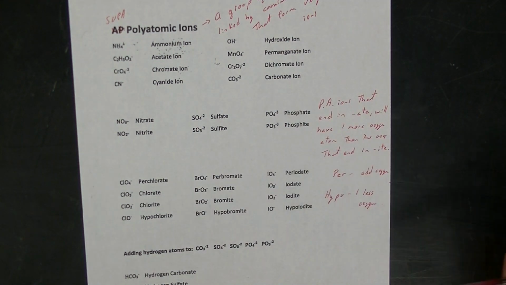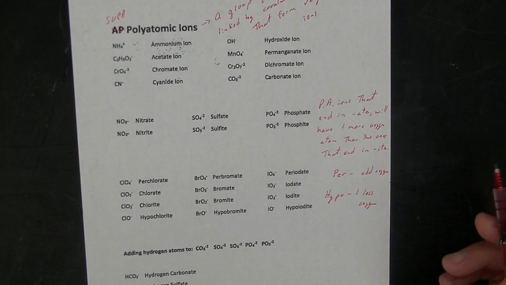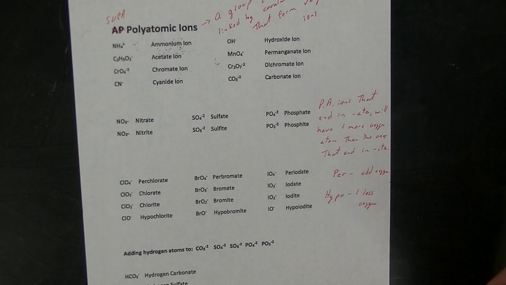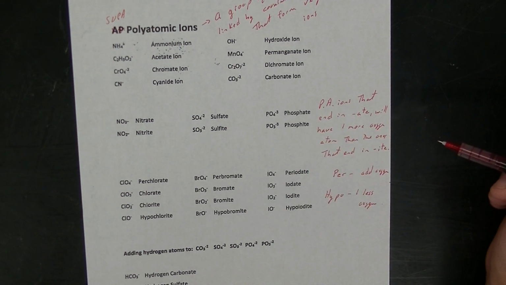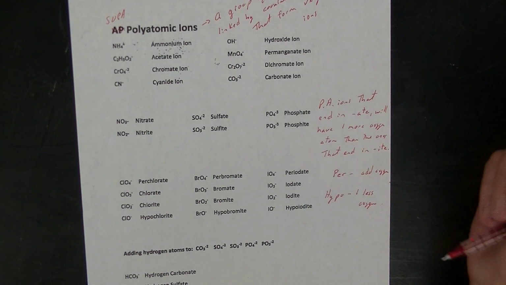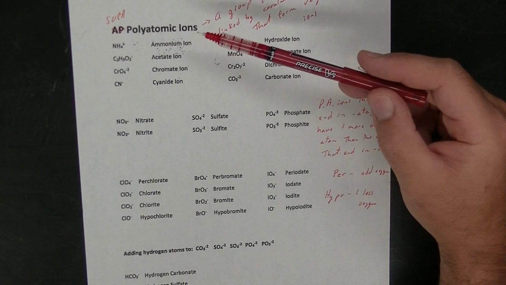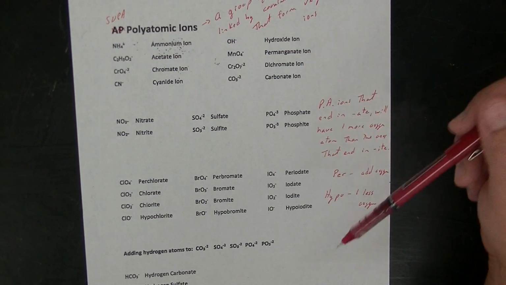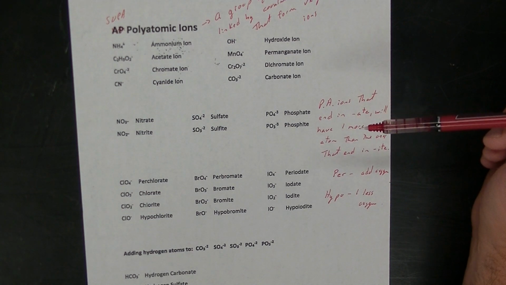You're not given them during the test, so you need to know these, and you need to know the charge. I would suggest that you make flashcards. That's how I learned them the best. On one side put the formula, and on the other side put the name. You want to get working on this because we're going to start naming here shortly.